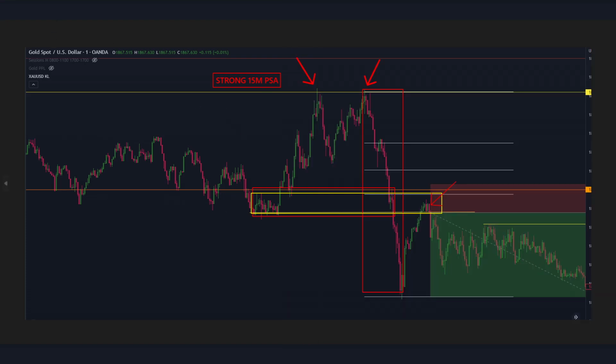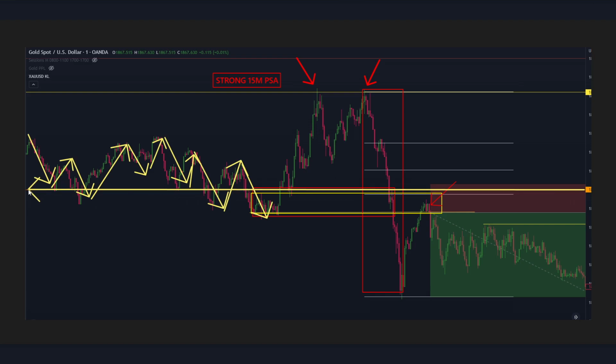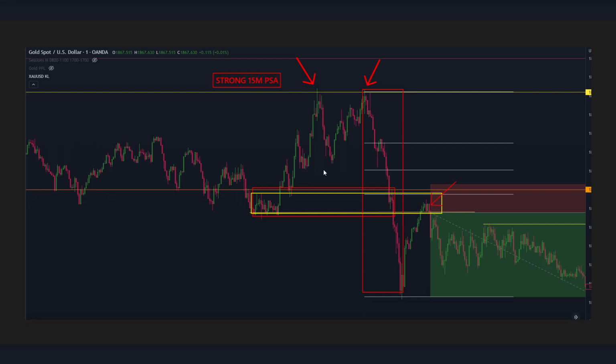For example, this is number 27. We can see that price is in a little bit of a consolidation before New York open, going around the key level. Now we are on the 1 minute chart, not the 60 ticks chart anymore. Around New York open, price makes a double top at a strong 15-minute PSA. Let's have a look at it and try to see it objectively.